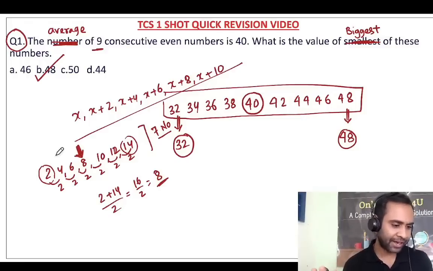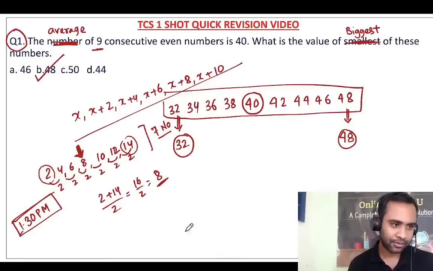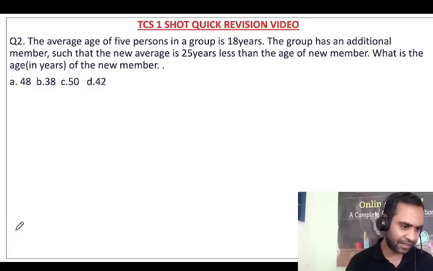So no lunch break and all. By 1:30 p.m. we will try to finish. So by 1:30 p.m. we will try to finish if it's possible. Okay. Fine. So lunch break. Okay.